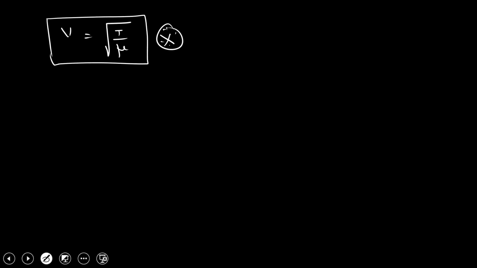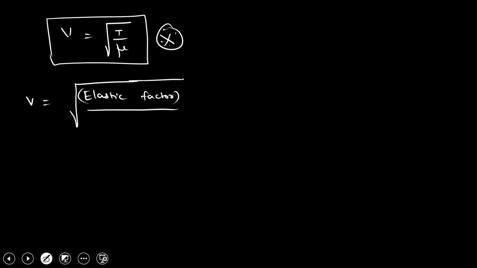So what I can conclude here is V will be equal to square root of tension, which I can call the elastic factor, and mu, which I can call the inertial factor. So an important point to be noted here is whether it is going to be a transverse wave or a longitudinal wave for that matter, the speed of the wave always depends on these two important parameters.